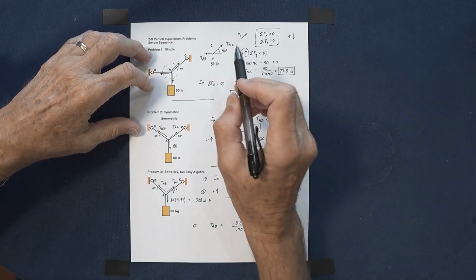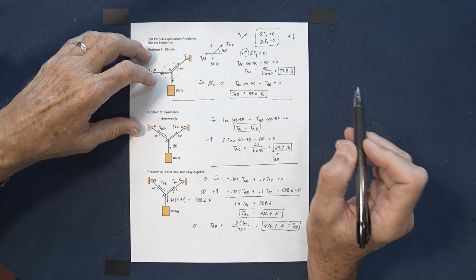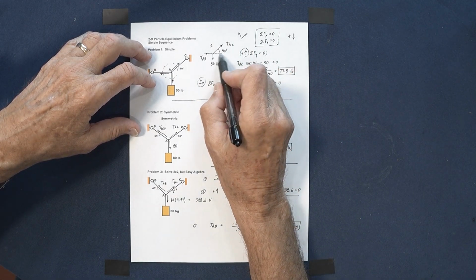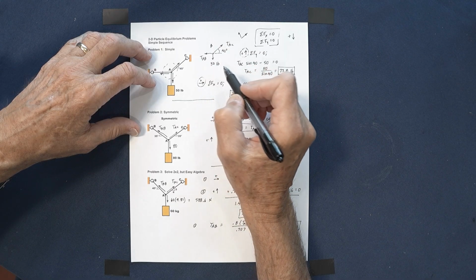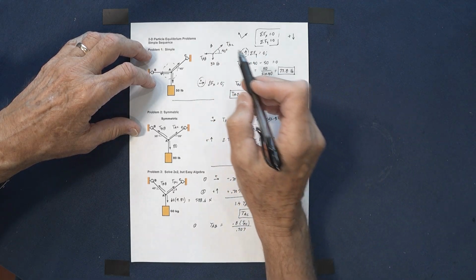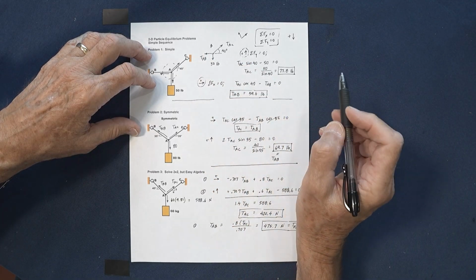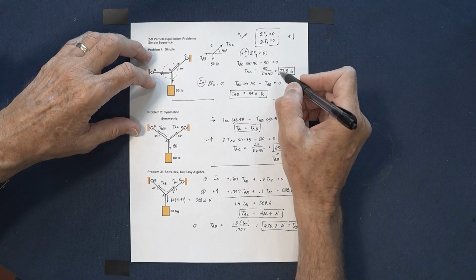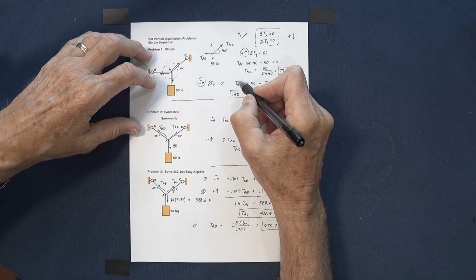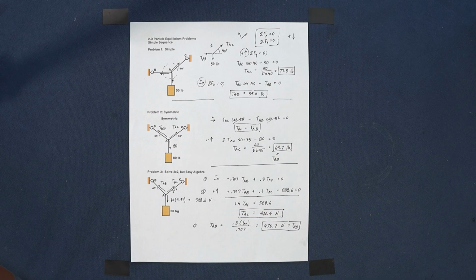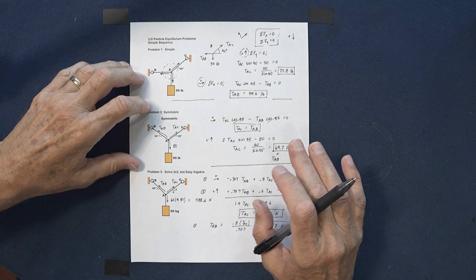Once we have this, I can sum forces in the x direction equal to 0. I declare the direction. I have two components, TAC and TAB. The weight does not have an x component. So TAC cosine 40 minus TAB equals 0. Substituting 77.8 for TAC, you get TAB is 59.6 pounds. Very simple problem, something you should be able to work in your sleep. Well, in a sleepy state anyway. Know how to do it.